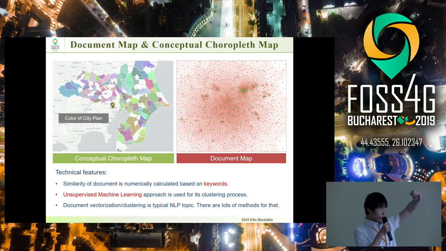And about the clustering and deciding the location of the coordinates, unsupervised machine learning approach is used for its clustering process. And unsupervised means you don't have to, so for example, this document map, you don't have to define any categories before processing. But instead, a computer program automatically decides the location and classifies the categories in the way of soft clustering. And so document vectorization and clustering is a very typical natural language processing topic. So there are many kinds of methods and there are many kinds of open source programs for this use.